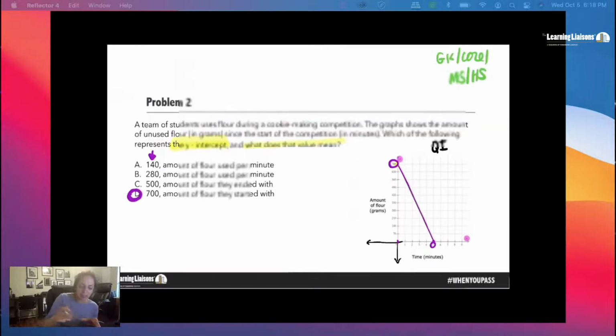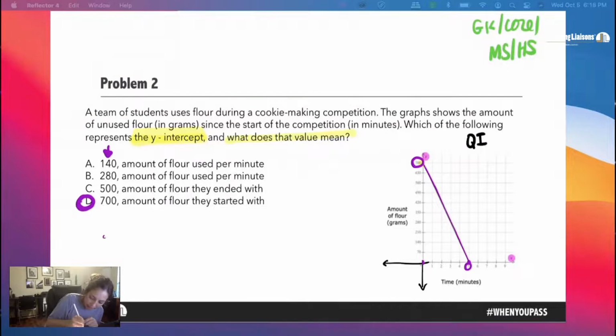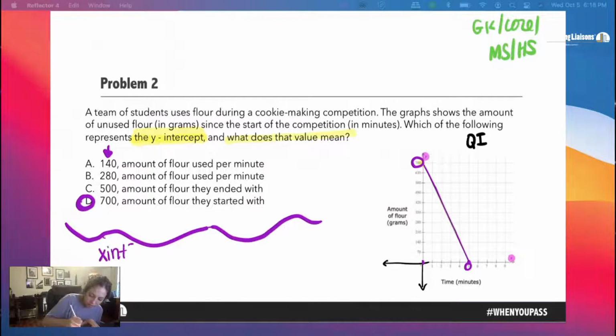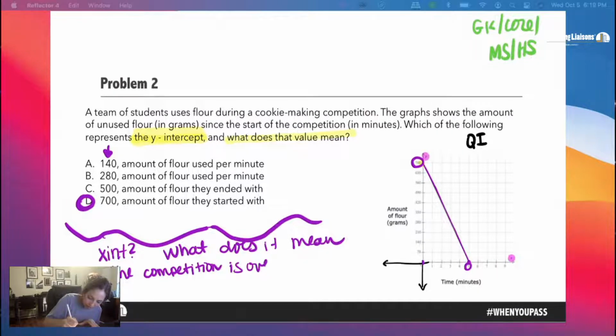So for instance, they might say, what is the x-intercept? I'm going to make up my own problem. I just thought of this. So they might say, what is the x-intercept and what does it mean? And then they might have 5 and the competition is over. And then they might say 5 and there is no more unused flour.